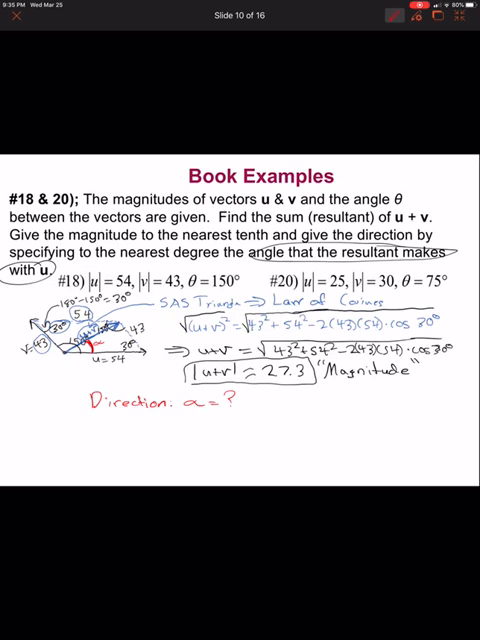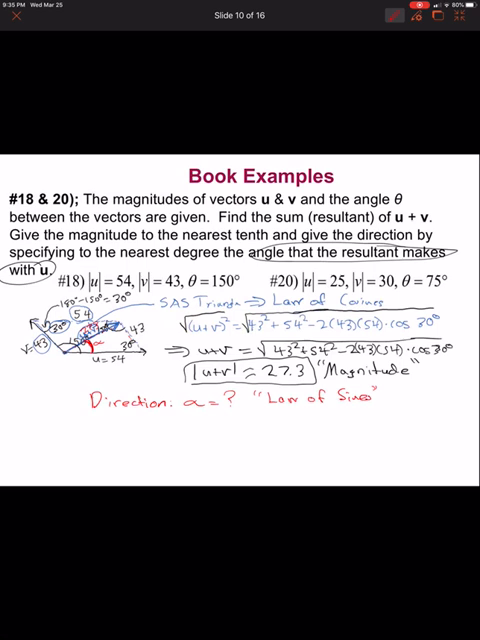Now to find that angle measurement, remember, I'm looking at this triangle here at the bottom, where now that we know u plus v, it's 27.3 units. We're going to label that. We've got enough information. We've got a side-side-angle triangle down here. We could use the law of sines if we want. So let's use the law of sines to find the angle. It's easy to use.